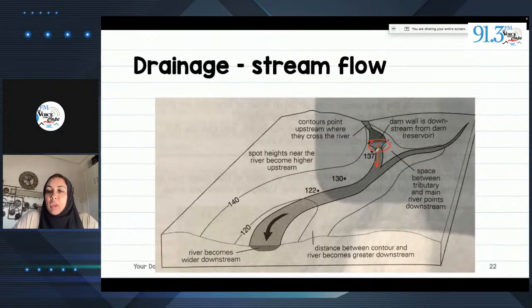Second thing, it always flows from a higher height towards a lower height. So look for your spot heights. Look for the higher spot heights, and you will find that that particular river will flow from the higher point going towards the lower point.